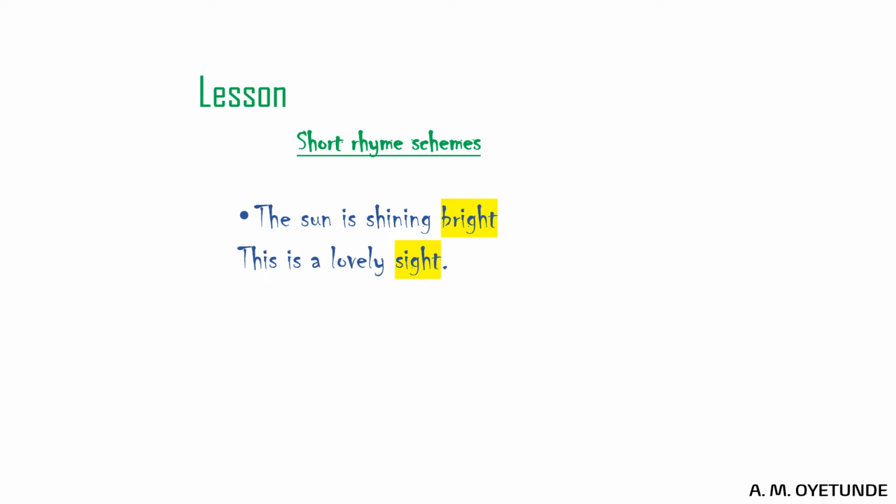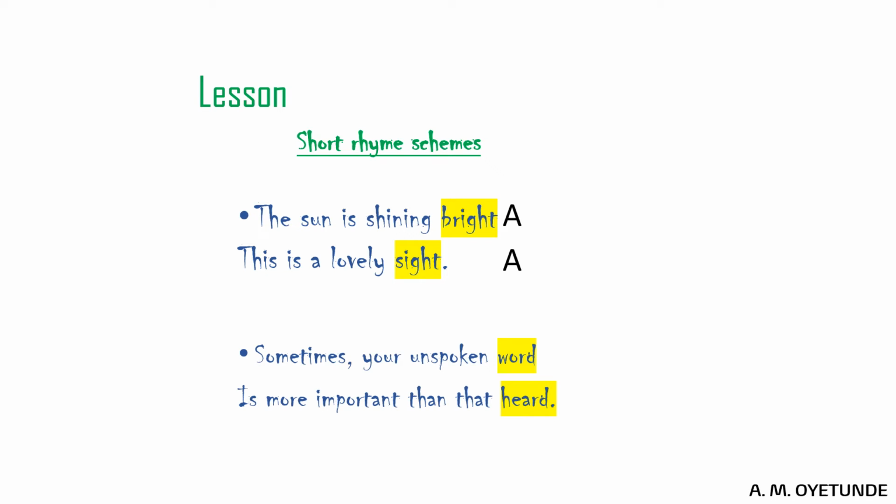Let's practicalize this. The word at the end of the first line here is bright. So, we're going to attach it to the letter A. Now, if we check the second line and we see that the sound is similar to the first one, we attach the same letter, A. However, if the sound is different, we attach a different letter. Now, let's go to a different example.